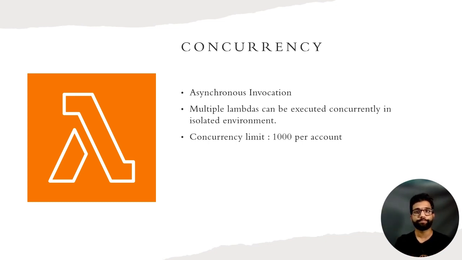Lambdas will be monitored. These logs are monitored separately. The quota limit that you have against this concurrency is 1,000 per account. By default, let's say you have a single Lambda function and the concurrency is not explicitly set, it scales up to 1,000 per account. And let's say you have 10 Lambda functions, then the concurrency is divided internally as the requests come in.